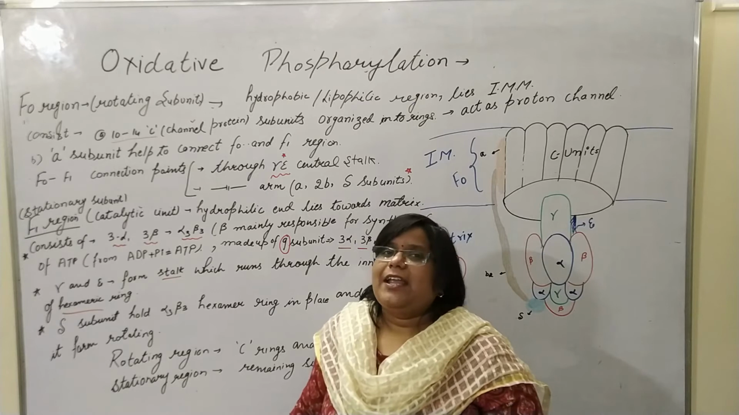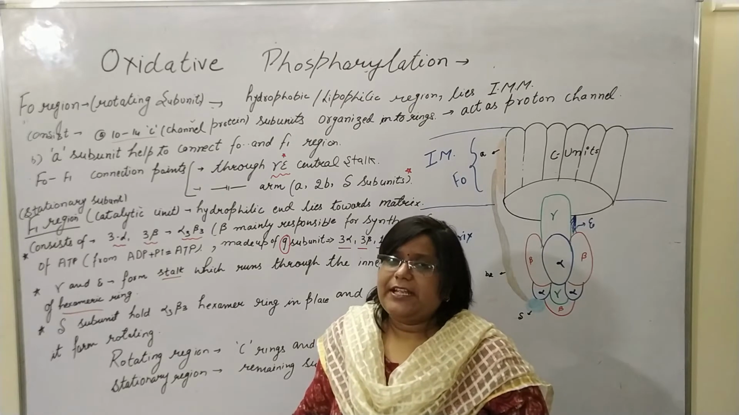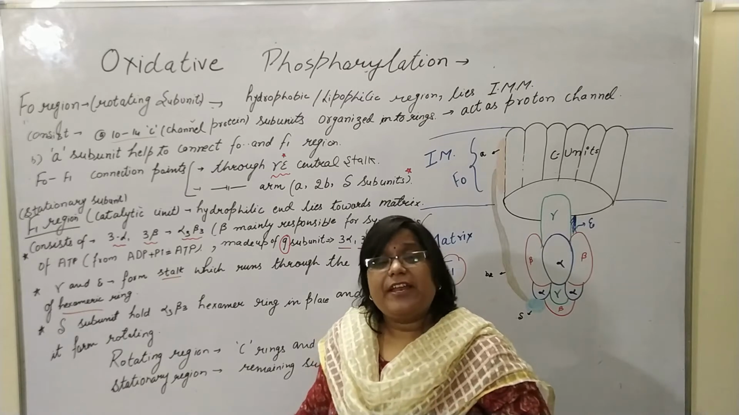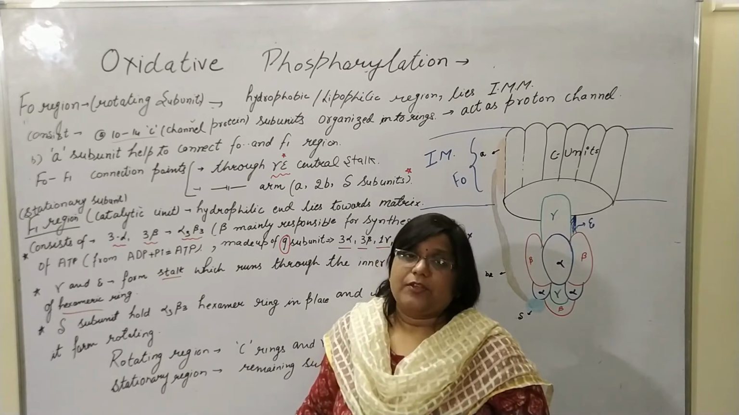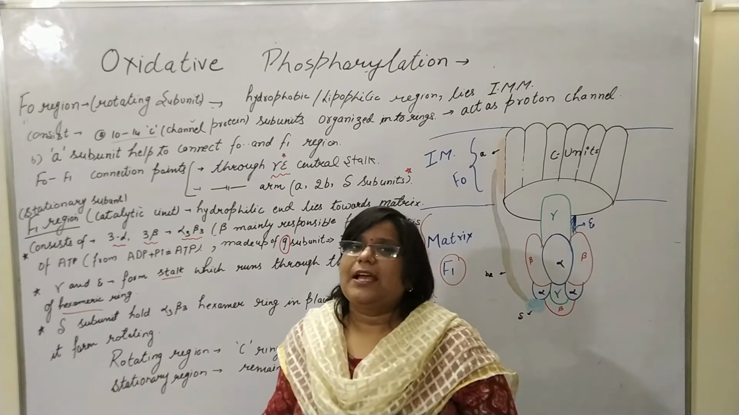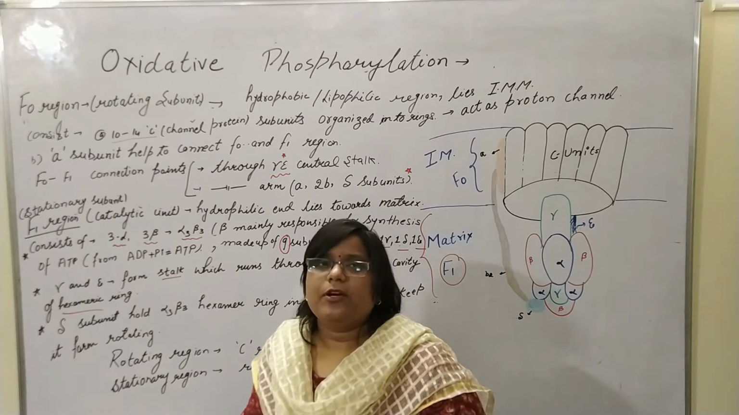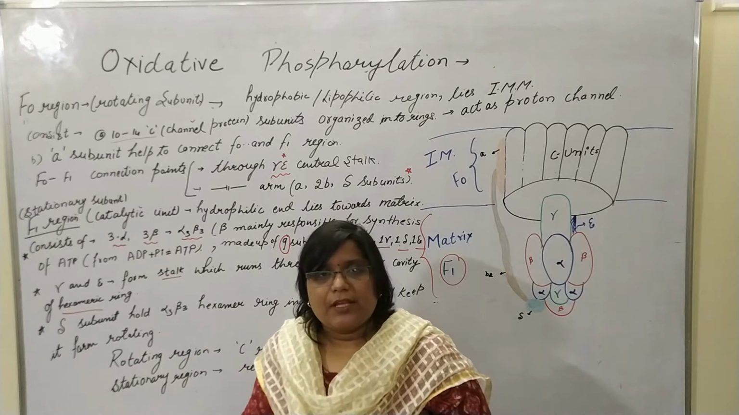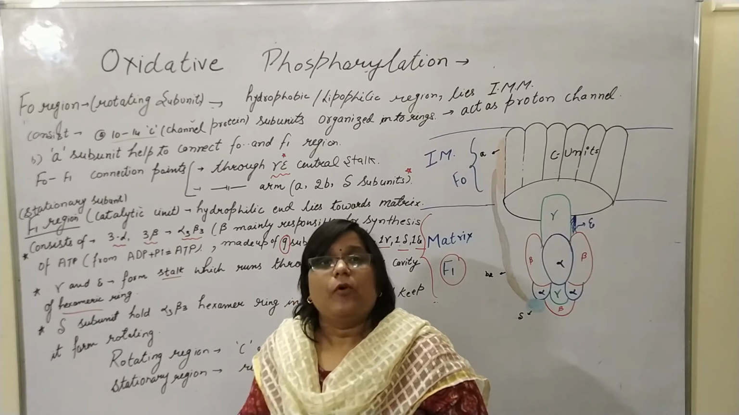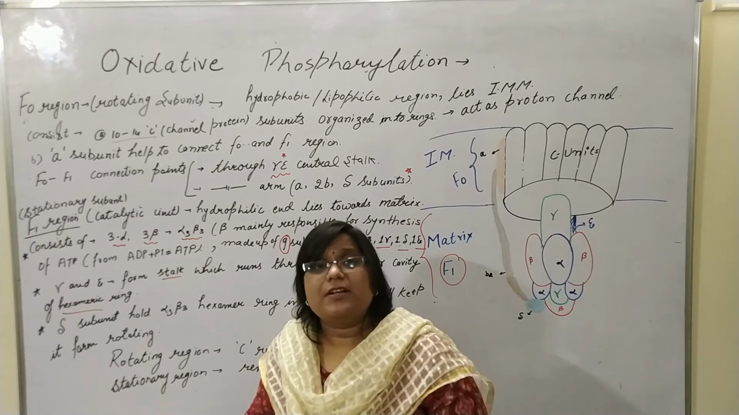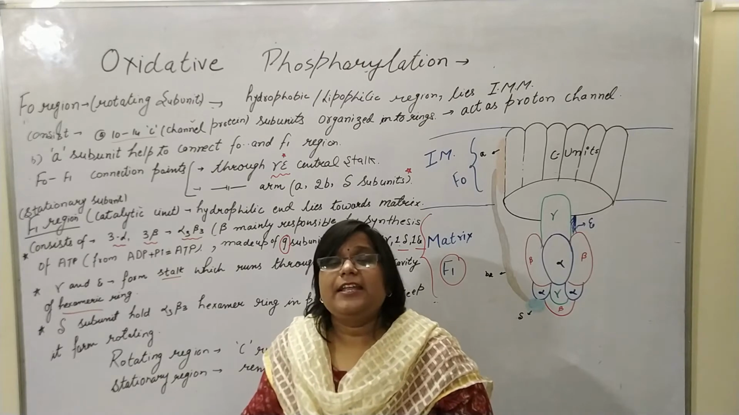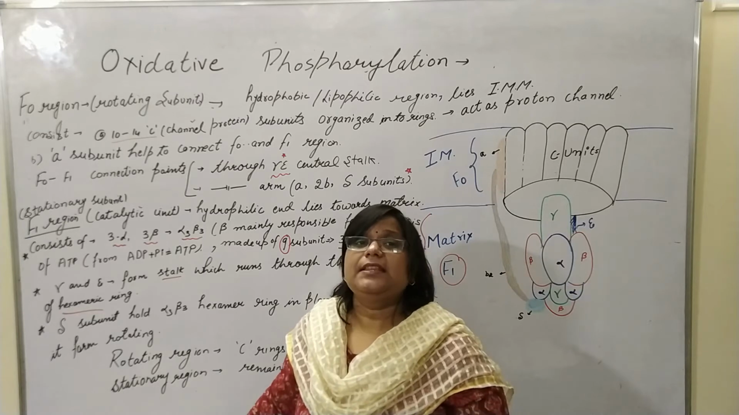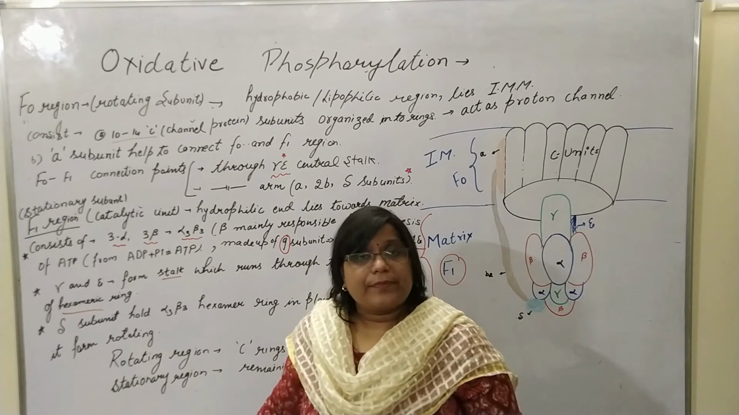But if the energy is generated in the form of NADH and FADH2, it is very hard for the cell to utilize. So for the cell's utilization purpose, we have to convert NADH and FADH2 into ATP. For this conversion, we have to take the NADH and FADH2 into the electron transport chain, which is present in the mitochondria.